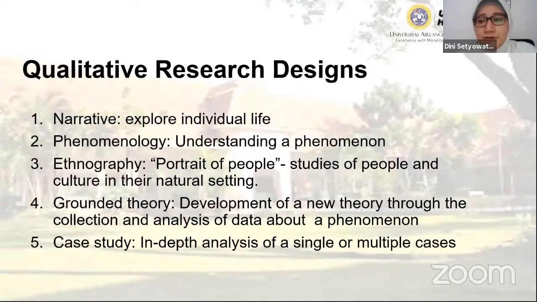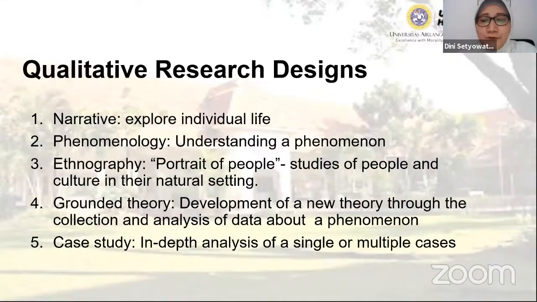Ethnography is also known as a portrait of people. Ethnography studies culture and people in their natural setting. Instead of relying on interviews and discussion, the researcher experiences the natural settings firsthand, so they do field work. The researcher needs to adapt to participants' environments, including being familiar with social norms and their language as well. It can last from a few days to a few years. In grounded theory, the aim is to develop a new theory. The explanations about a phenomenon are genuinely new knowledge and are used to develop theories.